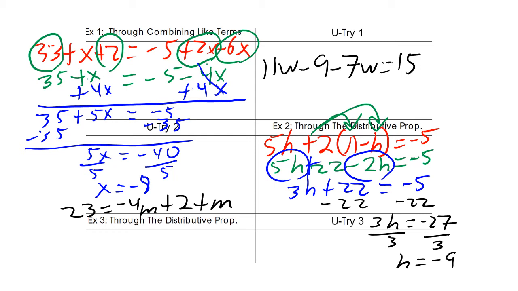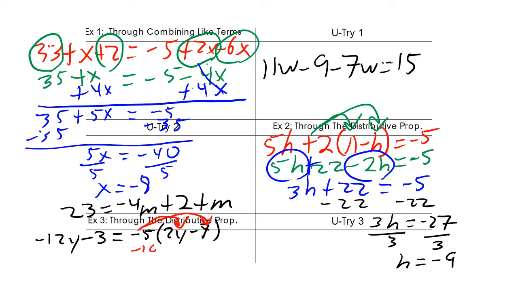Okay, here's another example with the distributive property. If I have negative 12y minus 3 equals negative 5 times 2y minus 7, what am I distributing this time? This time I'm distributing negative 5.